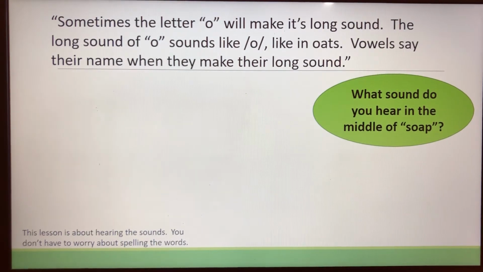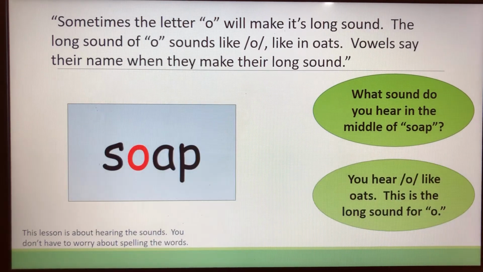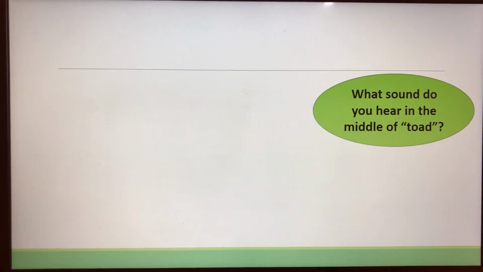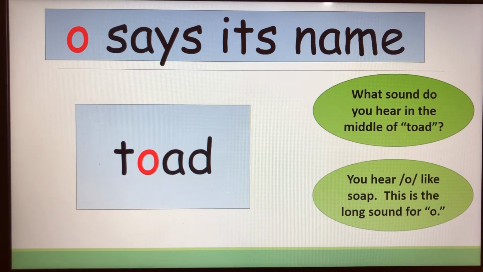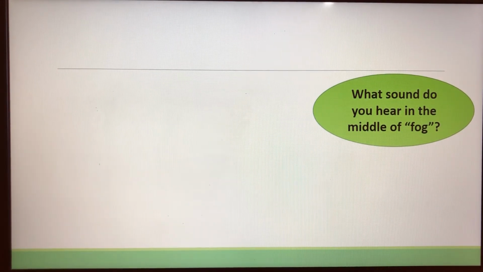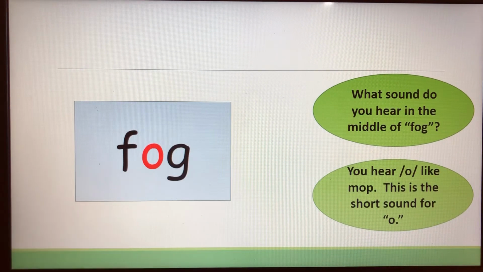What sound do you hear in the middle of the word soap? Soap. You're right, you hear O. That's the long sound for O in the middle of the word soap. What sound do you hear in the middle of the word toad? Toad. Yeah, O. O says its name. You hear O, like the word soap and toad. In the middle, you hear the O sound. What sound do you hear in the middle of fog? Fog. You hear ah, the short sound for O in the middle of fog.